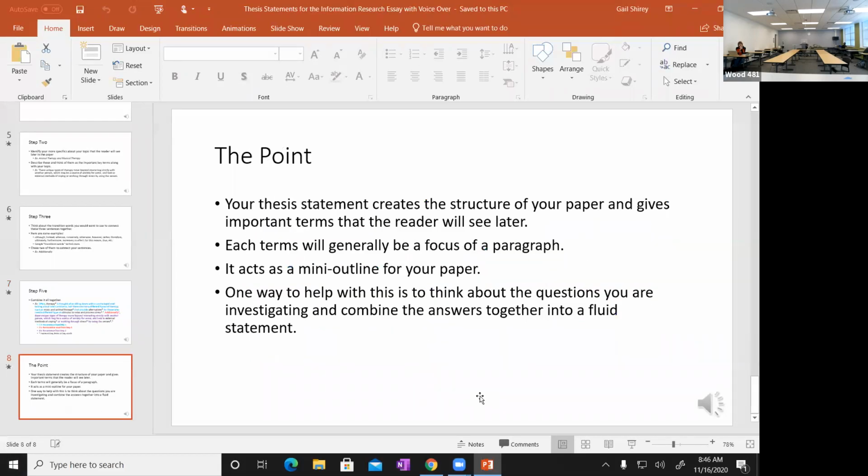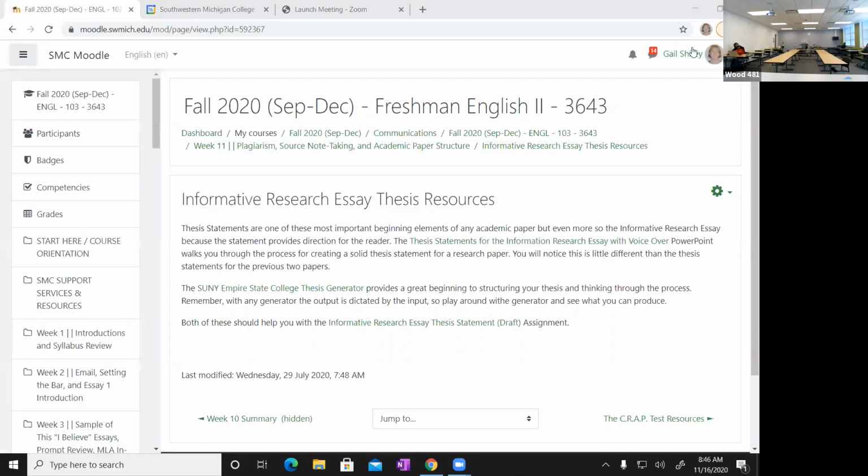So your thesis statement creates the structure of your paper. Terms are the focus. In other words, if there's key terms you're going to be informing the reader about, make sure you include them. In a way, it's kind of like a mini outline of your paper. And if you're having trouble with the thesis, think about what were the questions you were researching to find out about information on your topic that will help you to generate them into sentence format for your thesis. The goal of the thesis is to combine your sentences so they make a fluid statement. This has to do with flow. Make sure your thesis statement has nice flow to it and it's not kind of clunky or chunky.